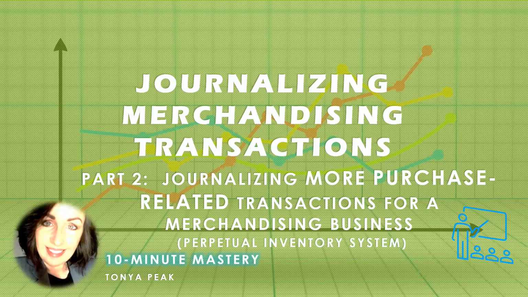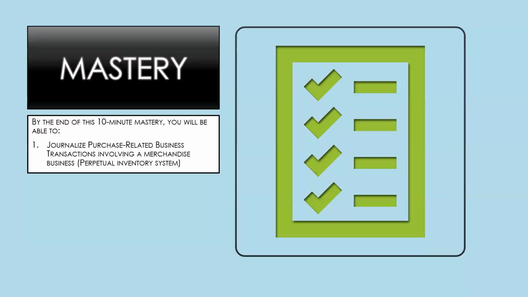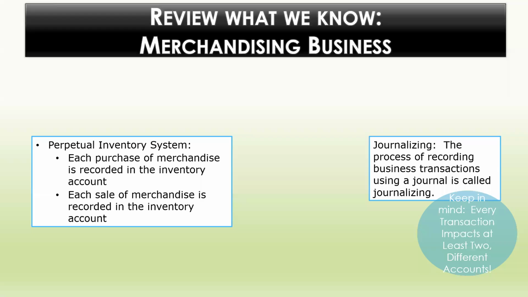This session will be about journalizing merchandising transactions. This is part 2, journalizing more purchase-related transactions for a merchandising business using the perpetual inventory system. By the end of this 10-minute mastery, you will be able to journalize purchase-related business transactions involving a merchandise business.